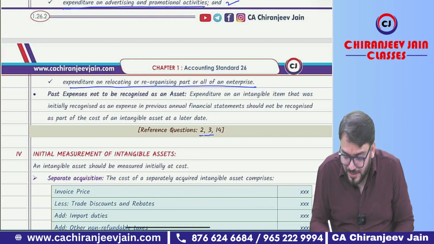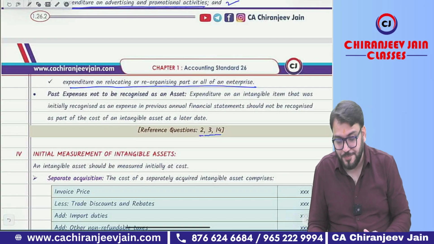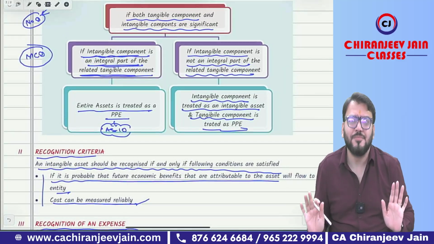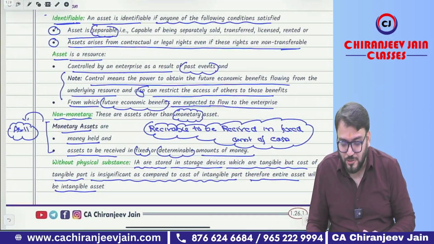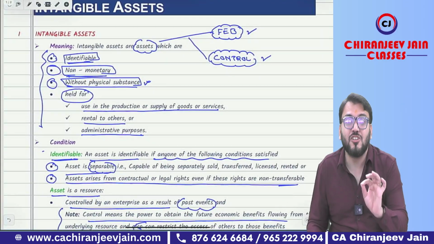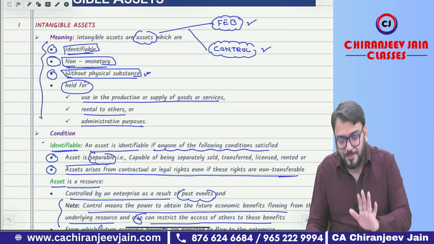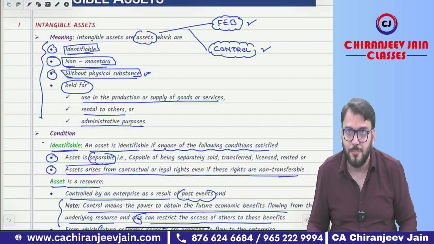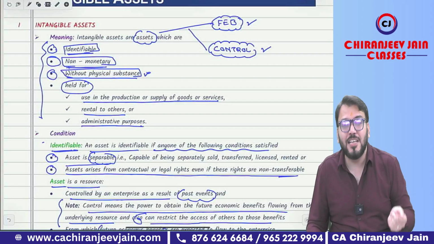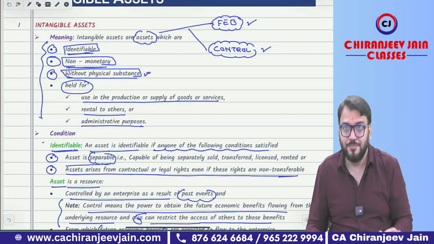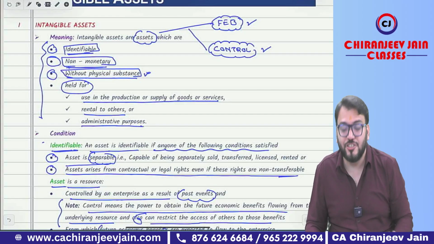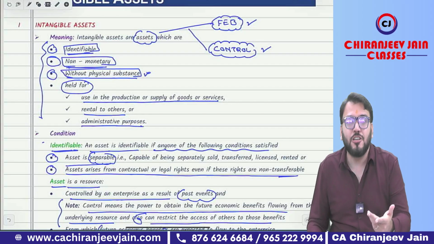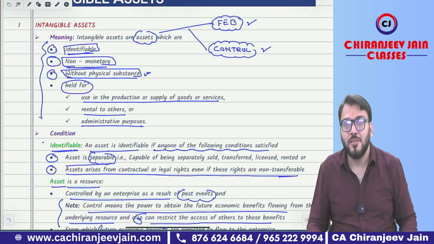There are some reference questions given that you can do. Today this much only. I hope you have understood the definition of intangible asset. I have taken my time, even though, believe me, it is not so important from the exam point of view. But I know the importance as a chartered accountant, and therefore I have done the detailed discussion. I could have completed it in 10 minutes also, but if I will not teach you, who will teach this point to you?